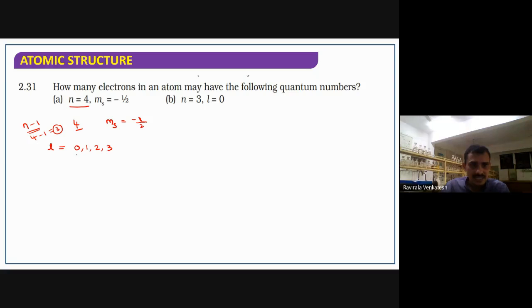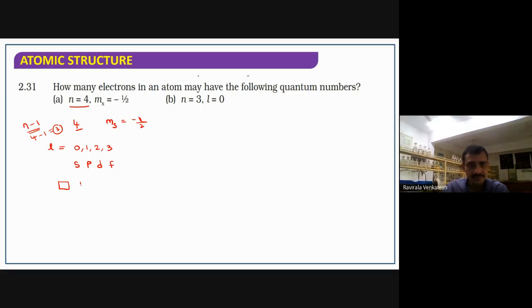Now with 0 it is s orbital, 1 means it is p orbital, 2 means it is d orbital, 3 means it is f orbital. Now how many orbitals will be there in s orbital by using the n square formula? So in s orbital we have only 1 orbital.